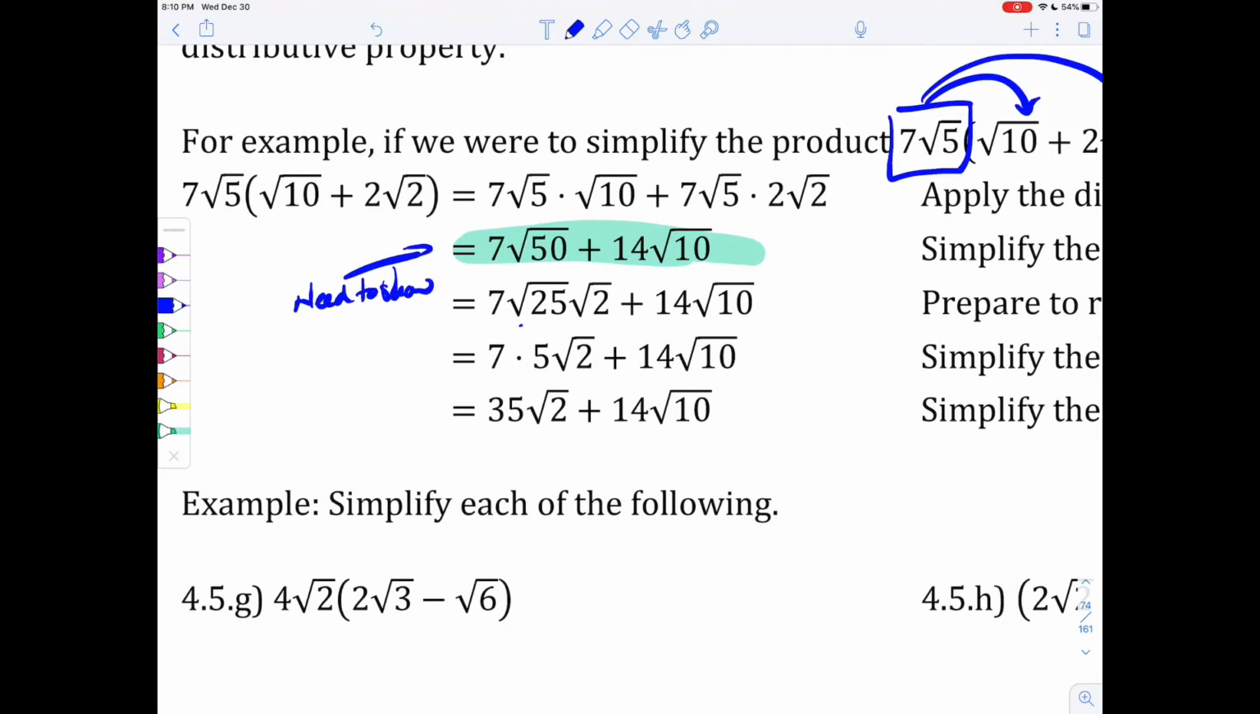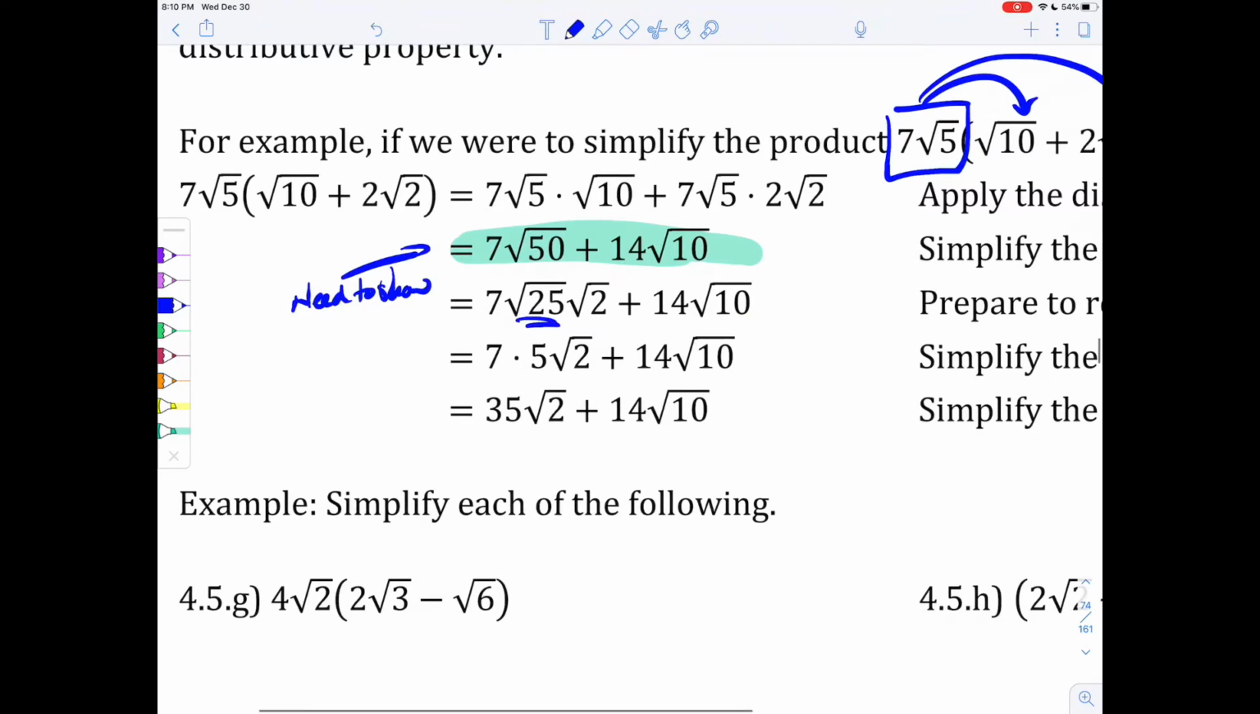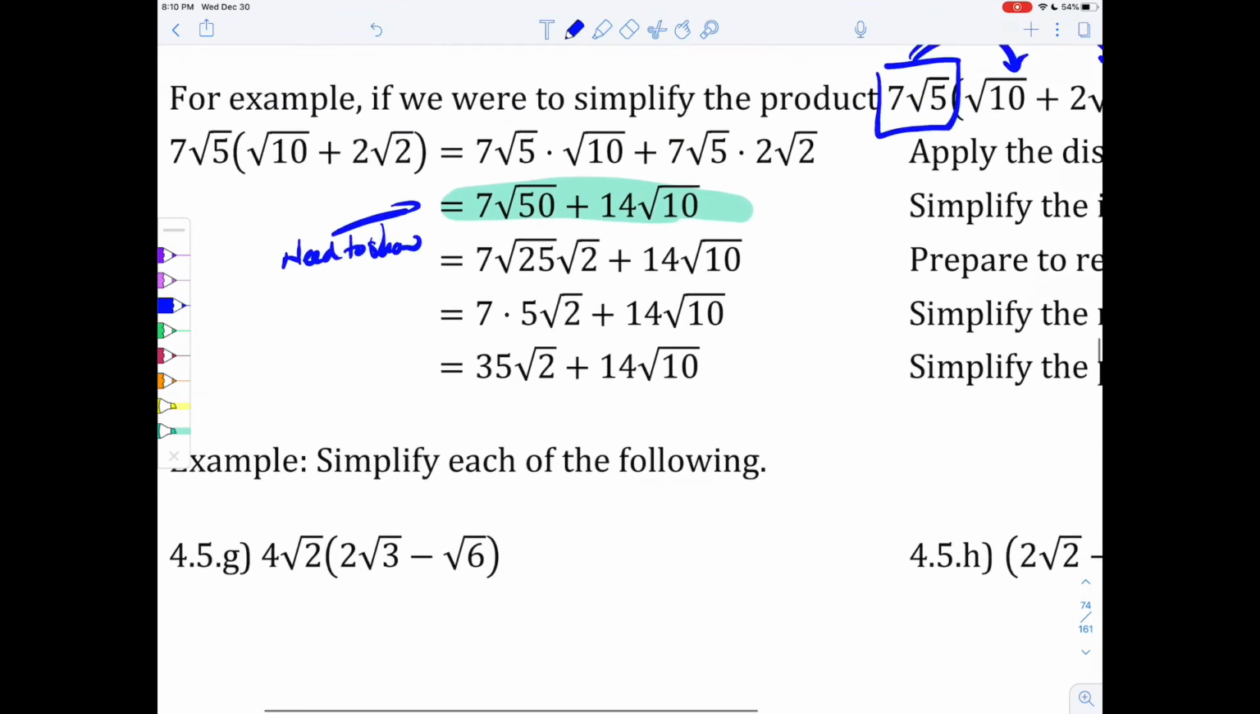We see this breaking up of the 50 into 25 and 2. The 10 can't be simplified. And then turning the root 25 into a 5. Of these steps, actually, you would need to show all of them. You need to show that, you need to show this. Of these ones, you could show one of these. Well, you have to show the last one anyways. There we go. Nailed it.